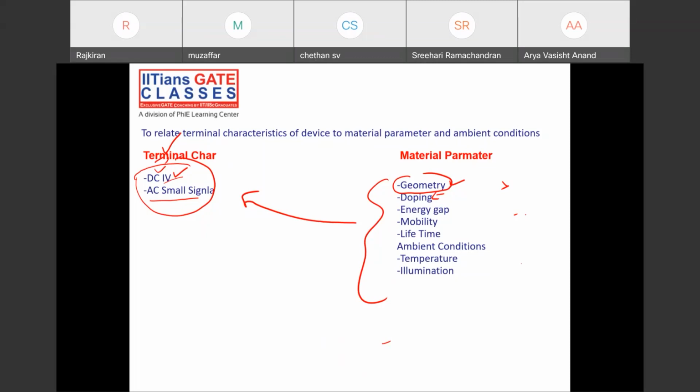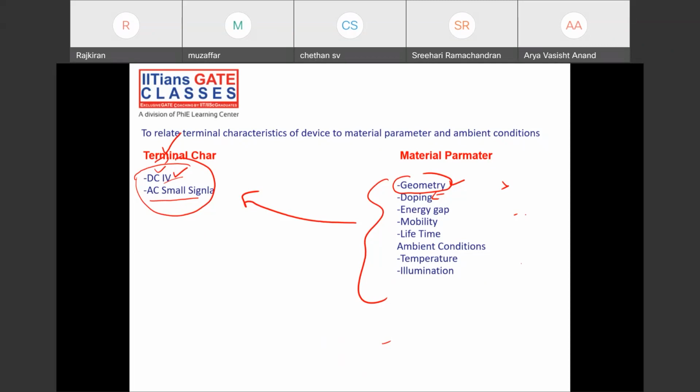And also we will understand what is energy gap. Physically, what is the meaning of energy gap? Can anyone tell me what you mean by energy gap? Difference between the conduction band and valence band. Yes. So physically, what do you mean by that? How does it come about in the semiconductor? Why is it not there in metal?